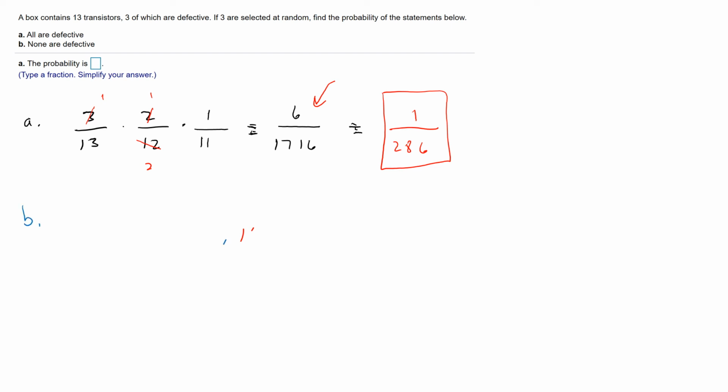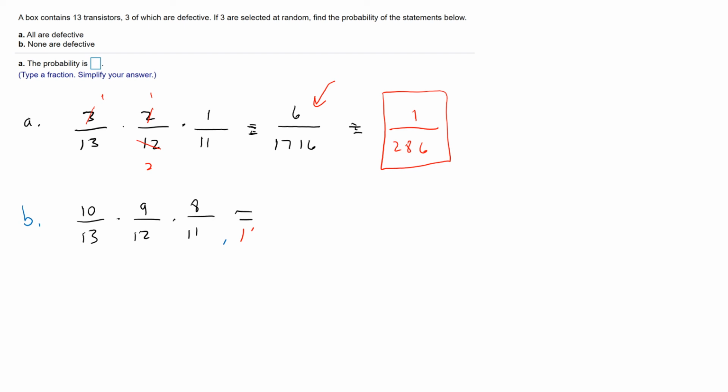Part B, what's the probability that none are defective? If I randomly select 3 and none of them are defective, well, 10 of them are good, so the probability of getting a good one is 10 out of 13. Once I put that to the side, that'll leave 9 good out of 12. And then once I put that aside, there's 8 good out of 11.